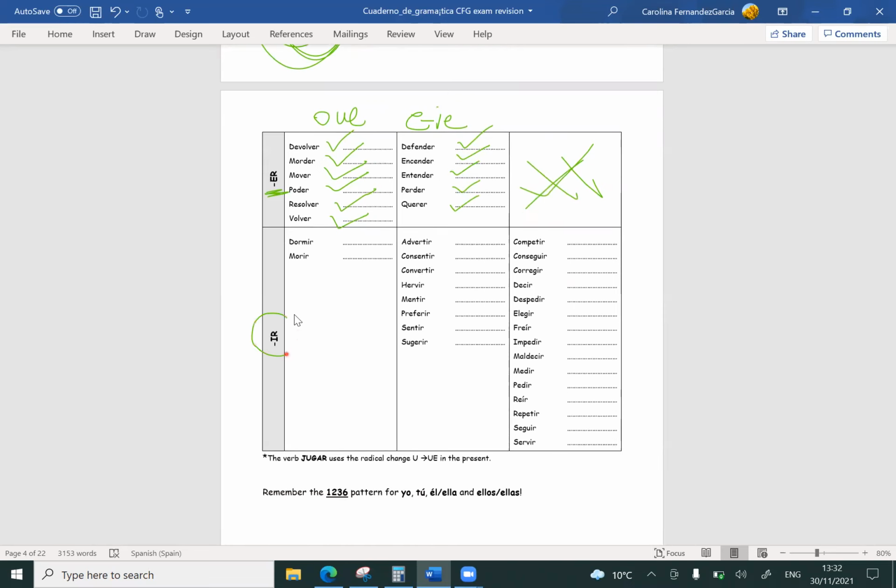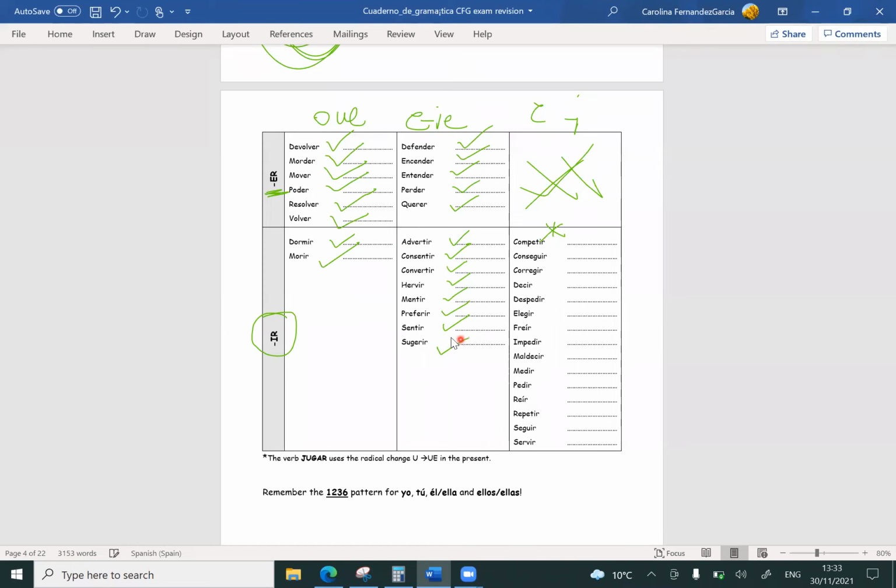So now let's go with the verbs that are IR. And here the most common ones would be these ones, the O to UE. Dormir, duermo, I sleep. Morir, muero, or muere, to die. Then E to IE: Advertir, advierto, to warn. Consentir, consiento, to allow. Convertir, convierto, to convert. Hervir, hiervo, to boil. Mentir, miento, to tell a lie. Preferir, prefiero, to prefer. Sentir, siento, to feel.